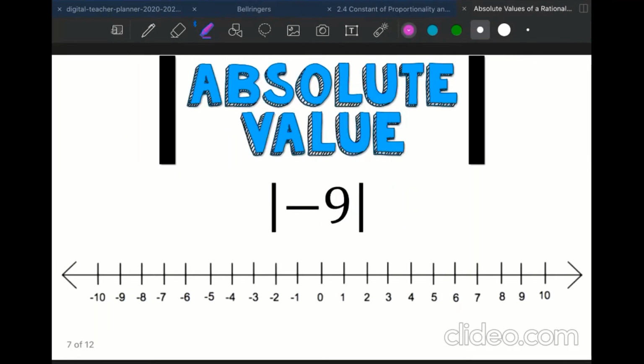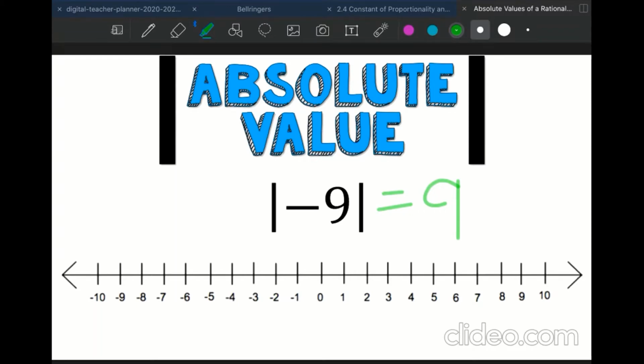All right, let's take a look. What is the absolute value of negative 9? Who thinks they know? The absolute value of negative 9. Peyton? 9. Not negative. It cannot be negative. It must be positive. There you go.